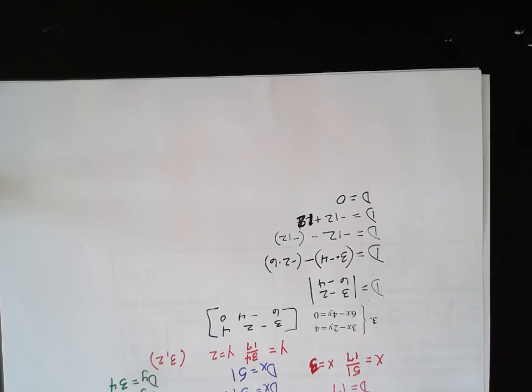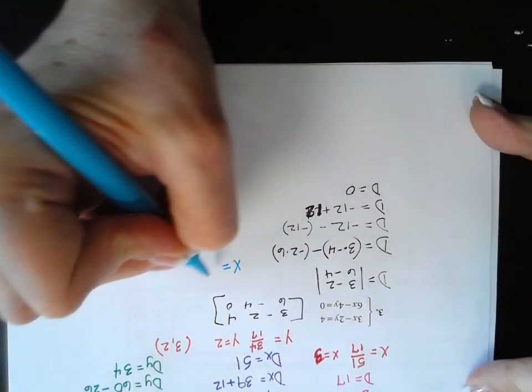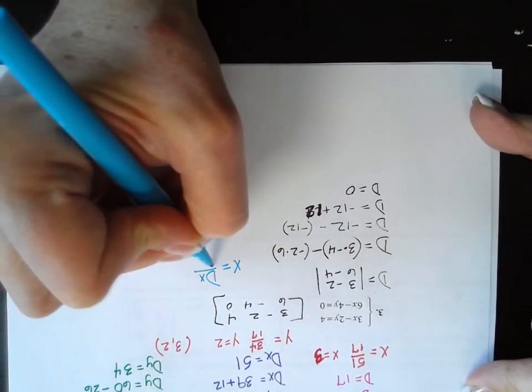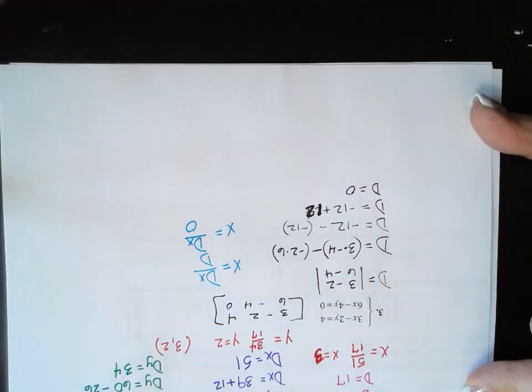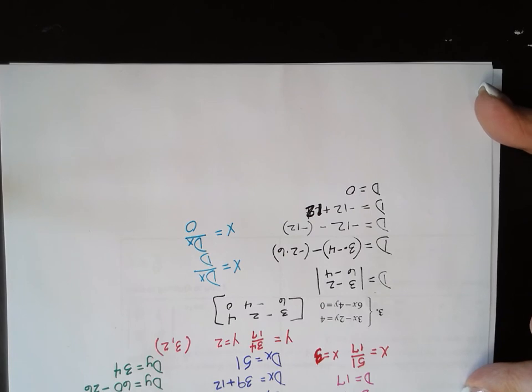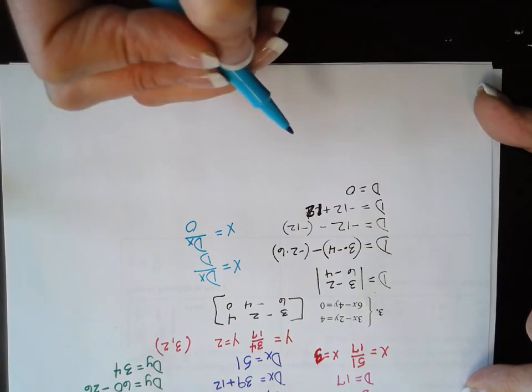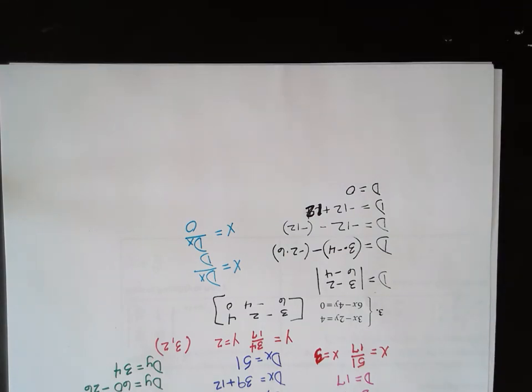Think about what would be happening if I had x is equal to D of x over the determinant. Can I divide by 0? No, that's why it's all solutions or it's no solutions.